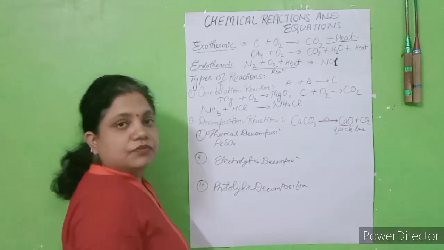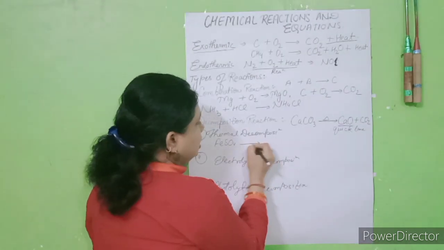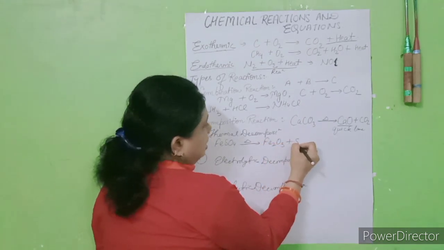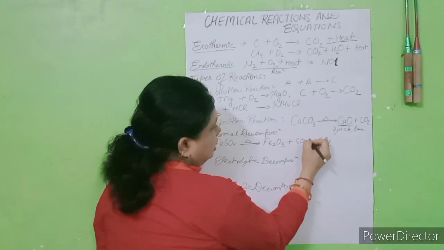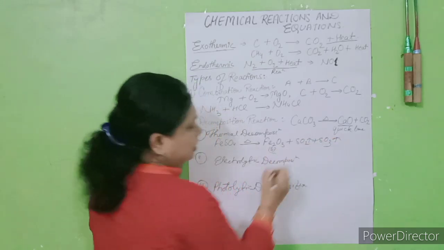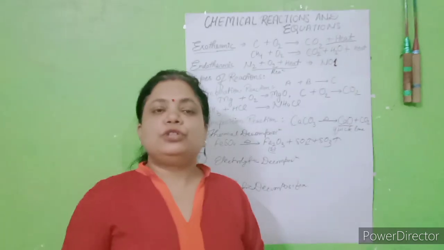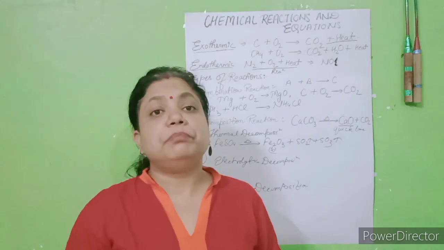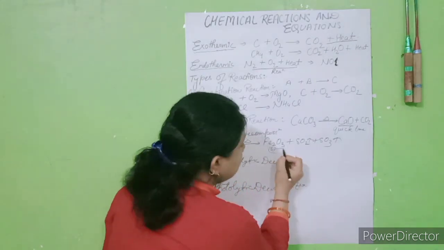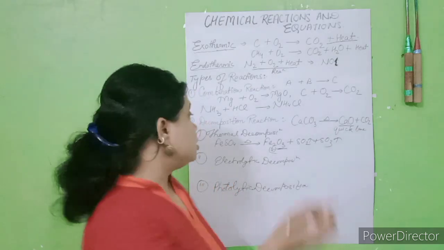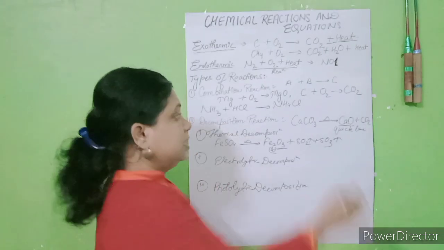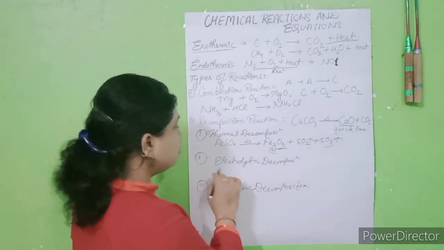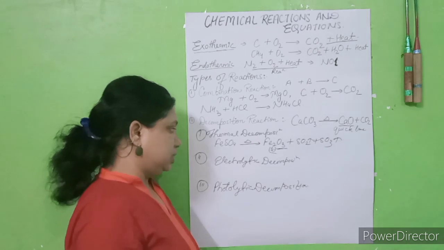FeSO4, which is ferrous sulfate. When we heat it, students, it will be converted into Fe2O3 plus SO2 plus SO3. SO2 and SO3 are in the form of gas, and Fe2O3 we can take in the form of solid, right? FeSO4 was firstly green in color, and after heating it is converted into a blackish brown compound known as ferric oxide. So this is also an example of thermal decomposition. That calcium carbonate is also an example of thermal decomposition. Clear?